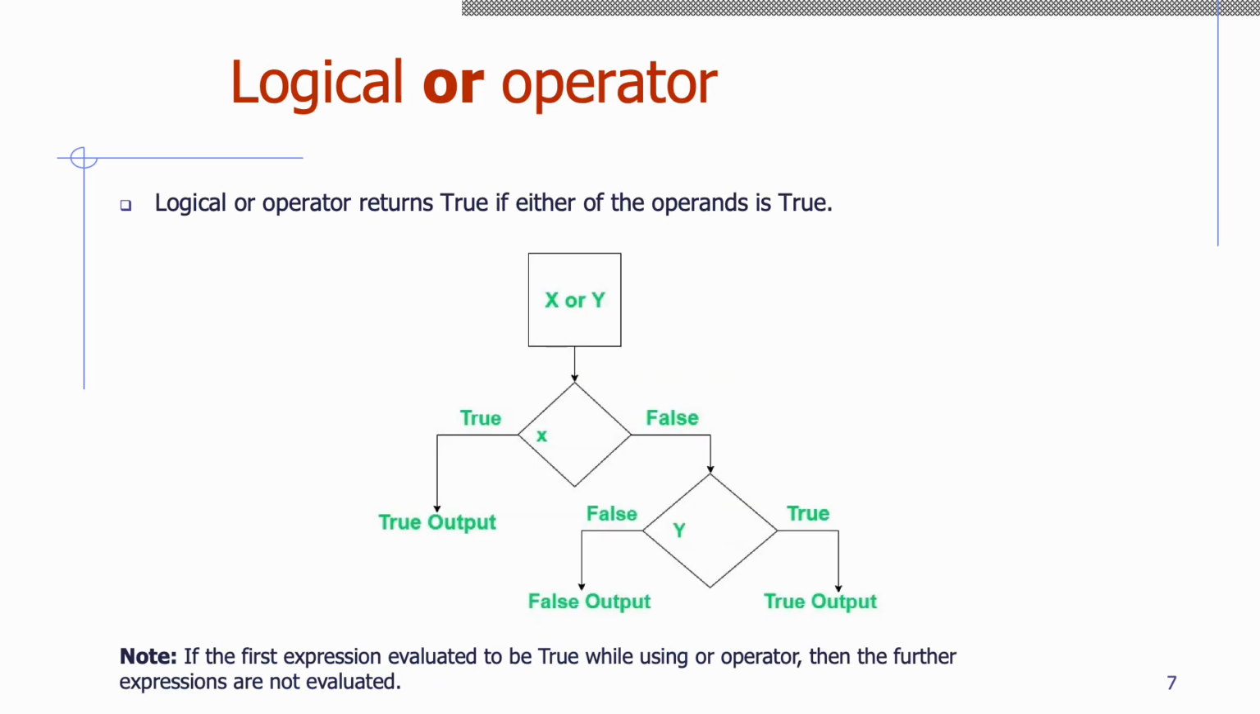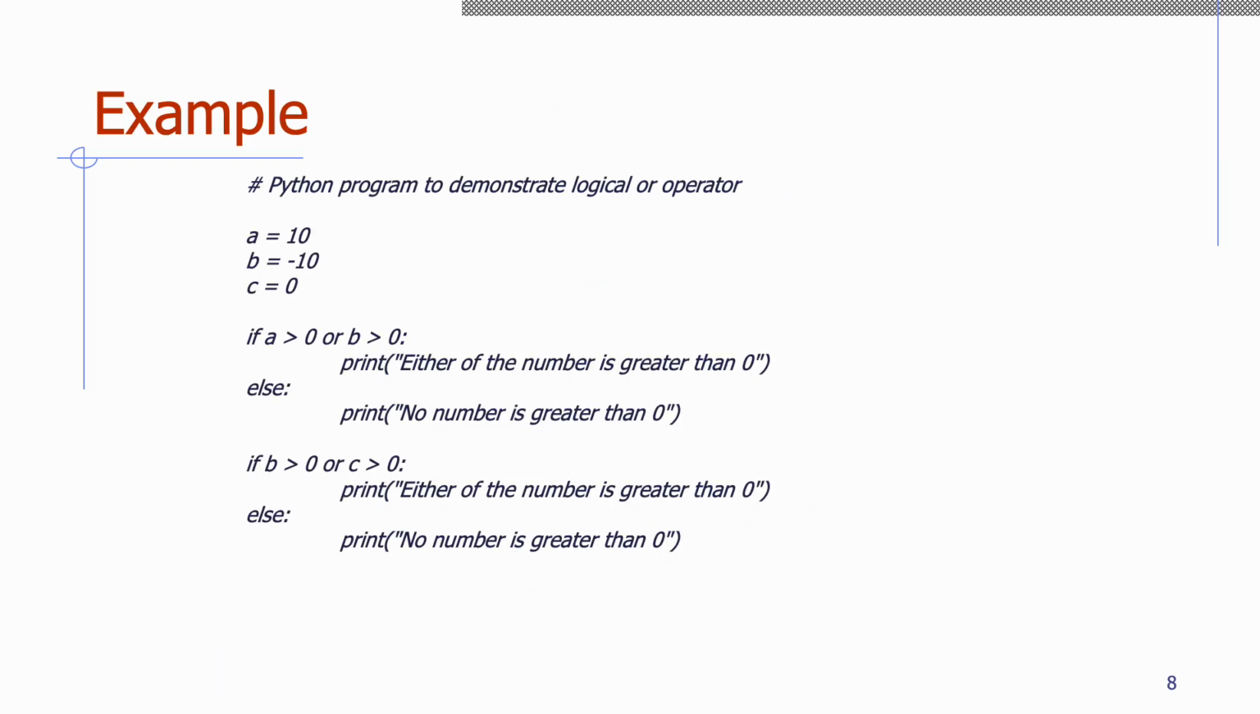Logical OR operator returns true if either of the operands is true. Let's have a look at the diagram of the OR operator. We have X or Y. It is going to return true if X is true. If X is false, we check Y. If Y is false, the output is false. If Y is true, the output is going to be true. So we note that if the first expression evaluates to true while using the OR operator, then the further expressions are not evaluated.